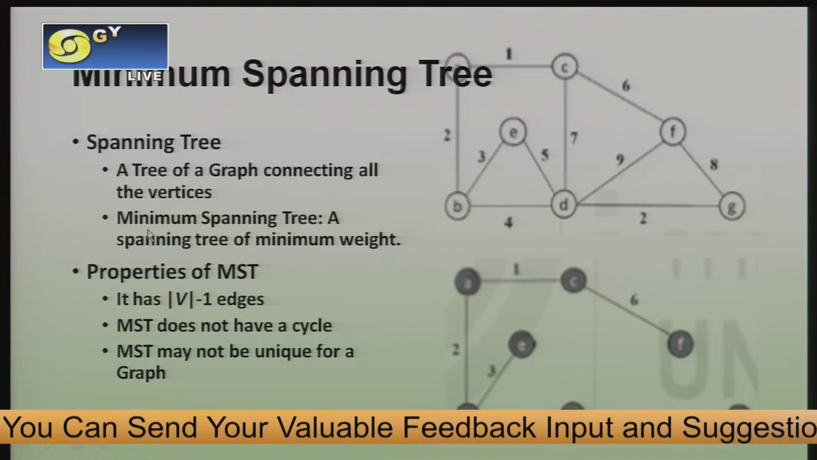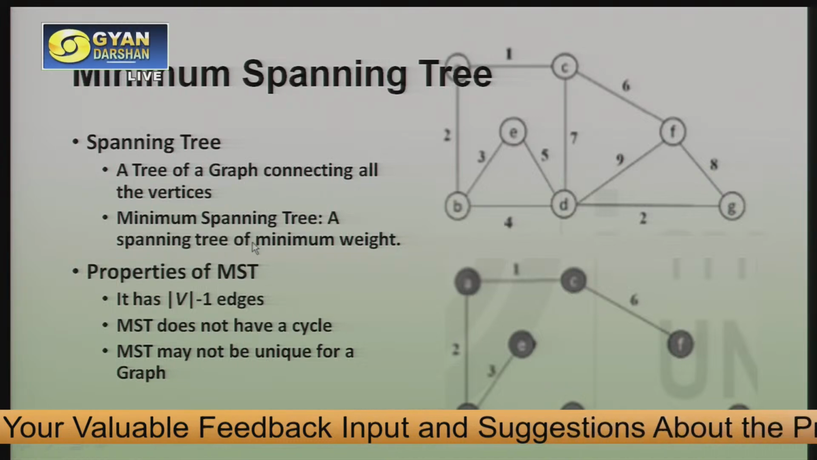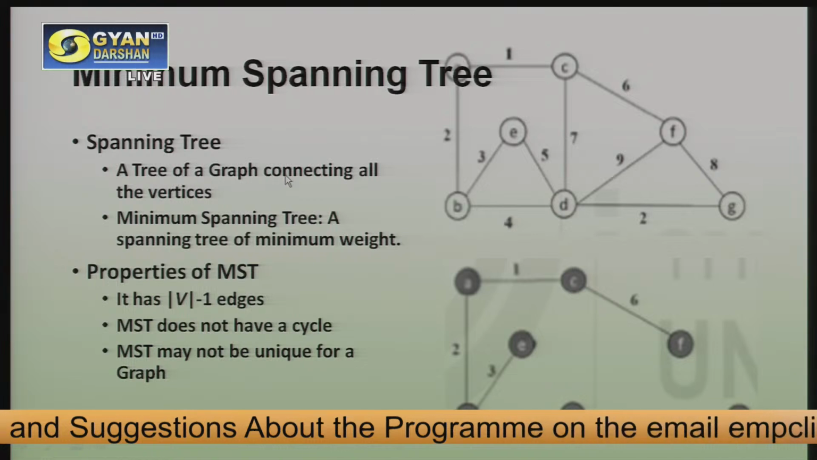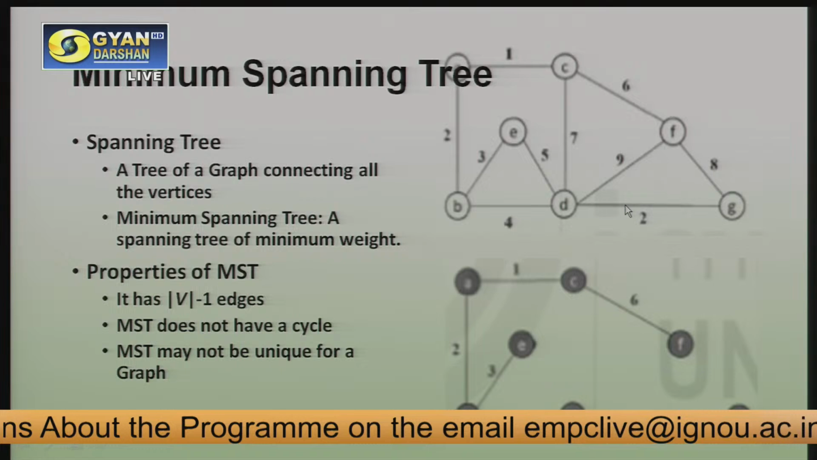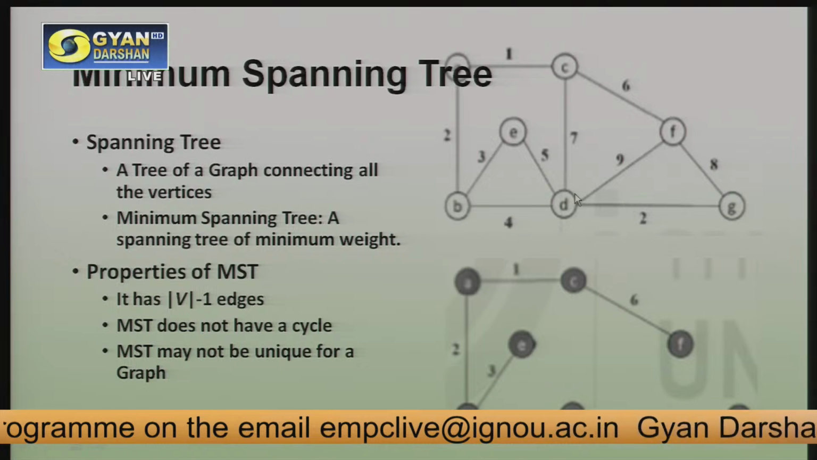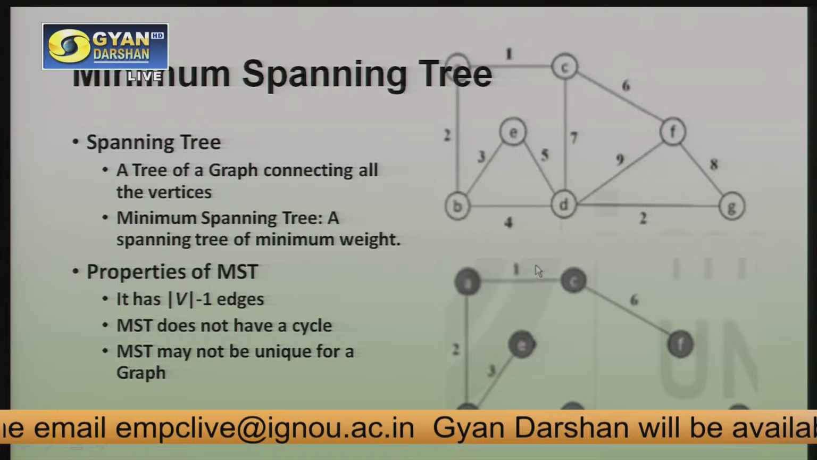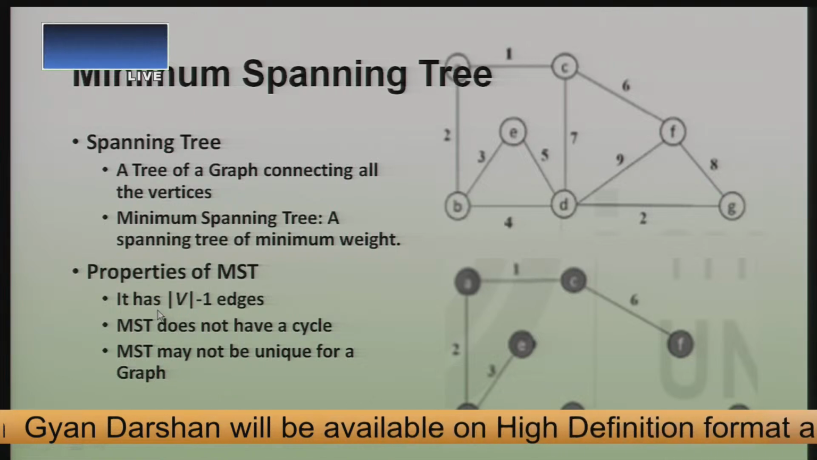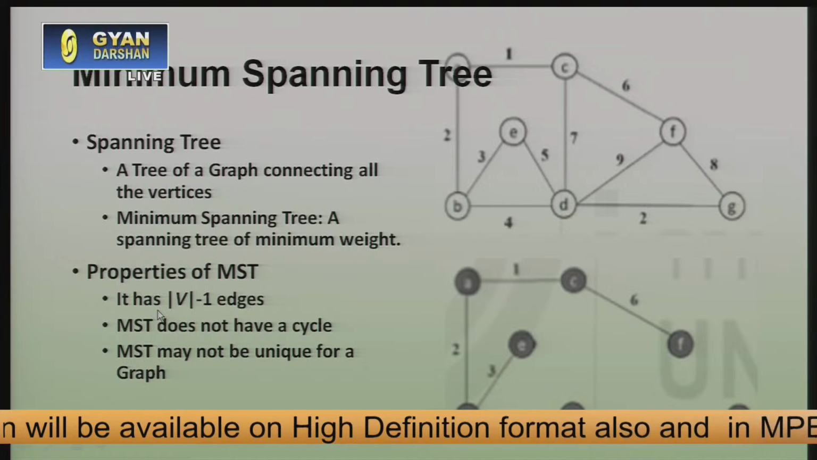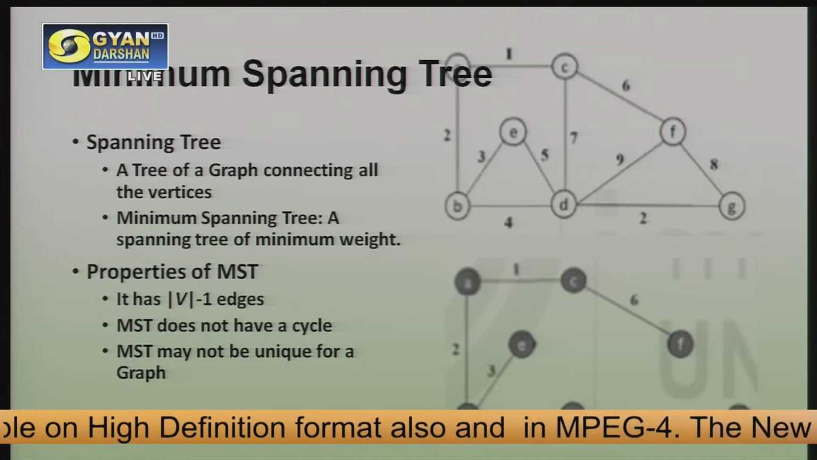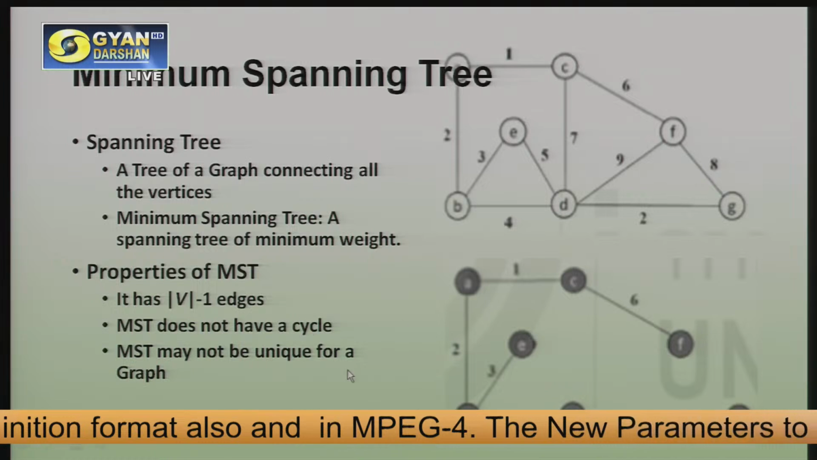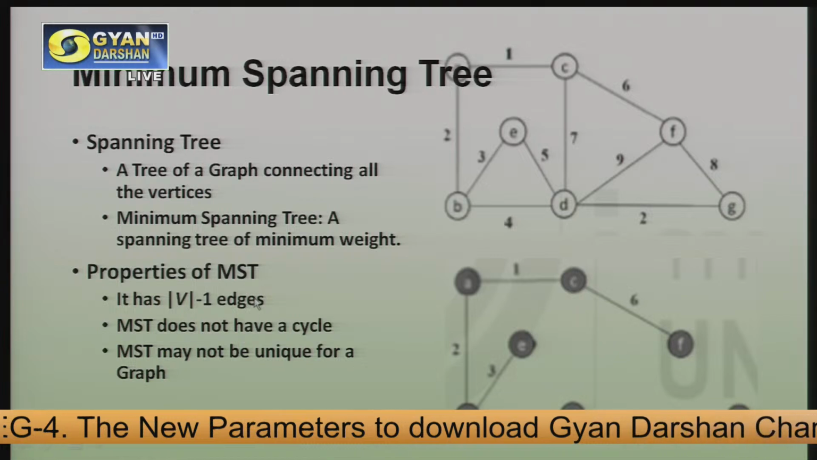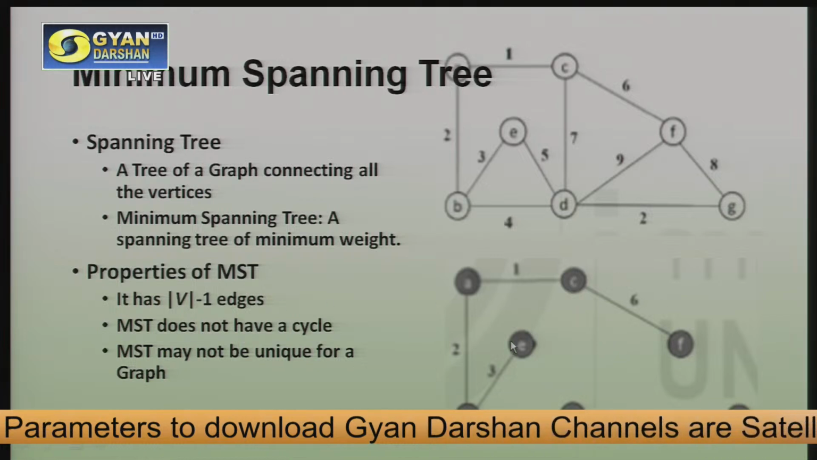Okay, now a minimum spanning tree is a spanning tree of minimum weight, and this is a tree of the graph connecting all the vertices. So all the vertices should be connected. Now, what are the properties of an MST? Well, it has one less edge than vertices. So if I have 7 vertices, it will have 6 edges only.